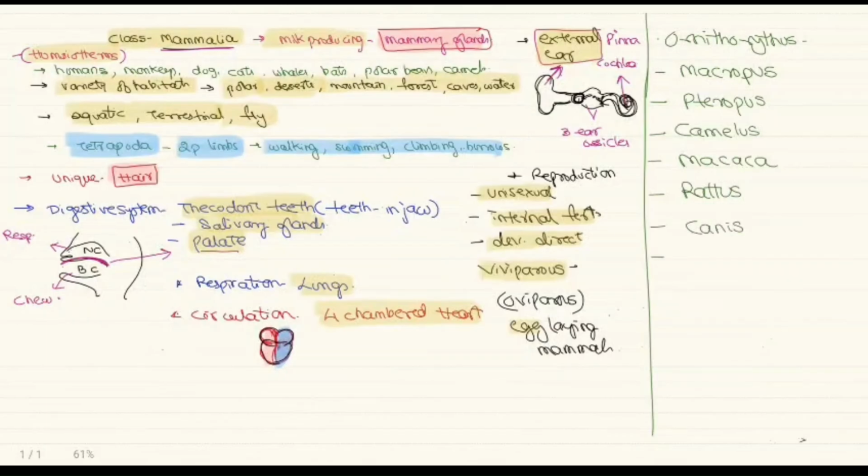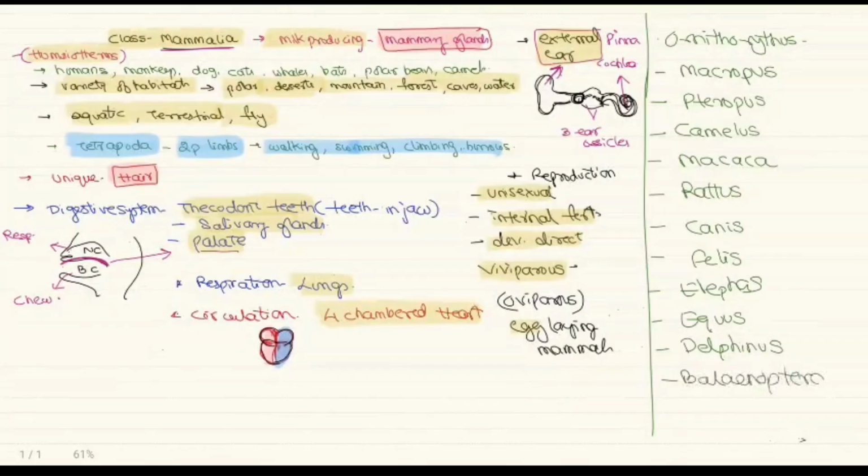Rat is called Rattus. Dog is called Canis. Cat is called Felis. Elephant is called Elephas. Horse is called Equus. Delphinus is the dolphin. And Balaenoptera is the blue whale. It is the largest mammal as well as the largest animal in the world. Panthera is the tiger. If you are saying Panthera tigris, Panthera leo is the lion. These are the common examples of mammals.